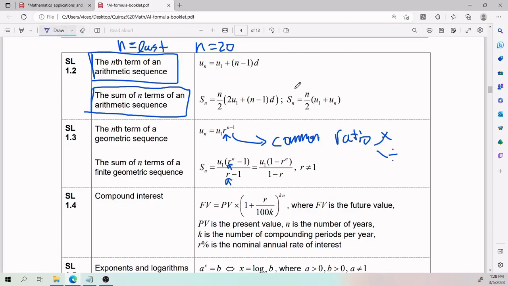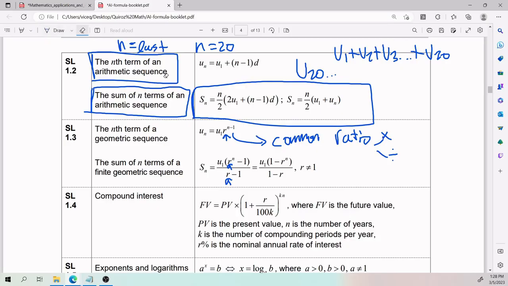Remember that in this scenario, U20 is the number of seats in the last row. Okay? And so if you add U1 plus U2 plus U3 up until U20, you're going to get the sum of all the rows. I mean, the sum of all the seats. See? Now, conveniently, we actually have a formula for that, which is down here.